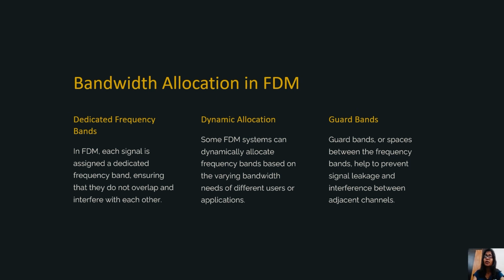Next one, guard bands, which are spaces between the frequency bands, help to prevent signal leakage and interference between adjacent channels. So these three are the bandwidth allocations in FDM.